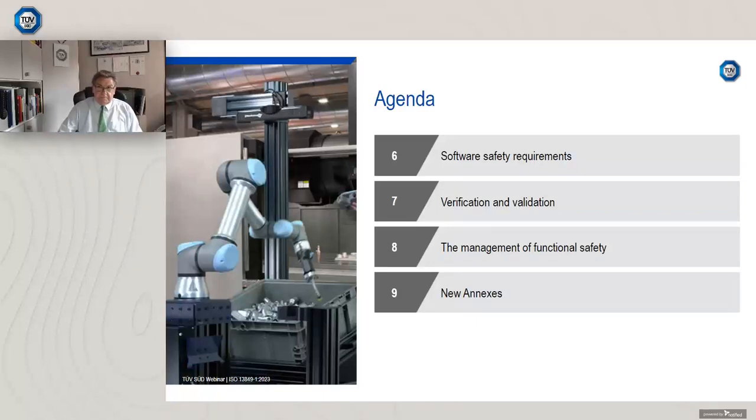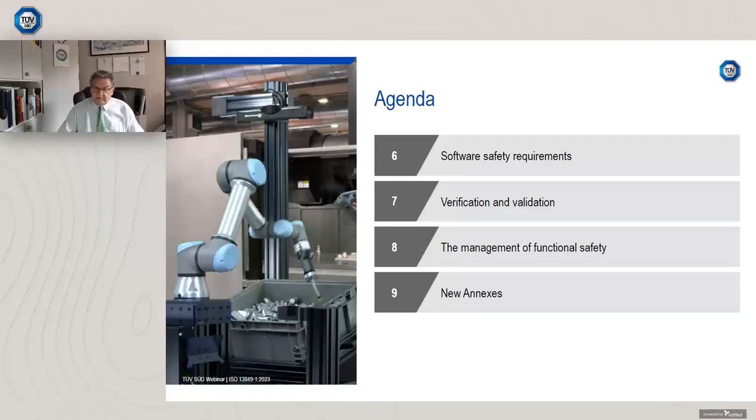Software, the detailed requirements of software haven't changed a lot. What has changed is where it is in the standard. That's changed very significantly, and there have been some other changes, so we'll be looking at those. A big change is what is now in the standard about verification and validation. So we'll go through that in some detail.